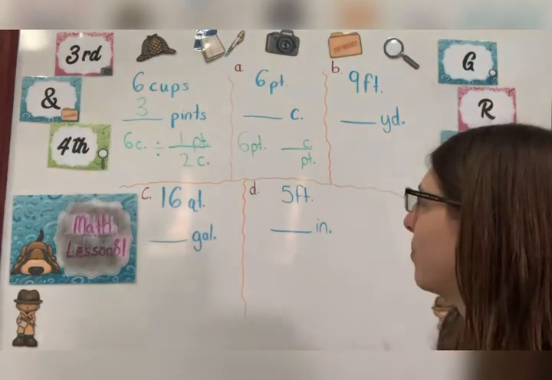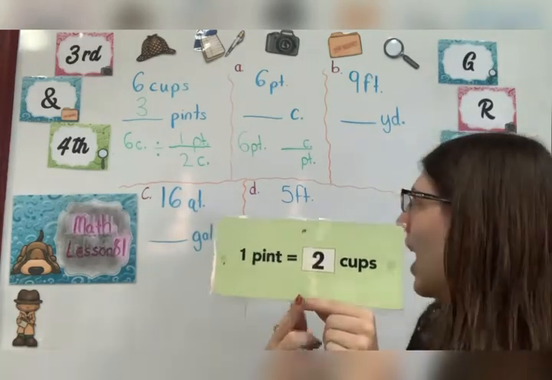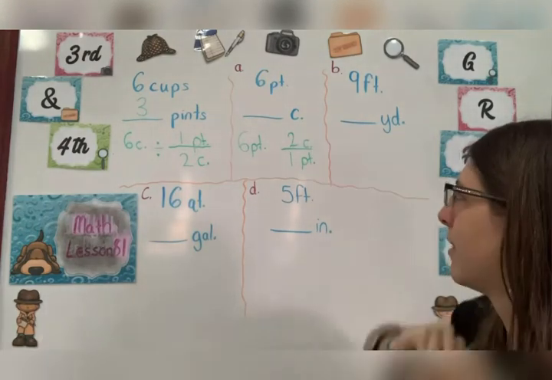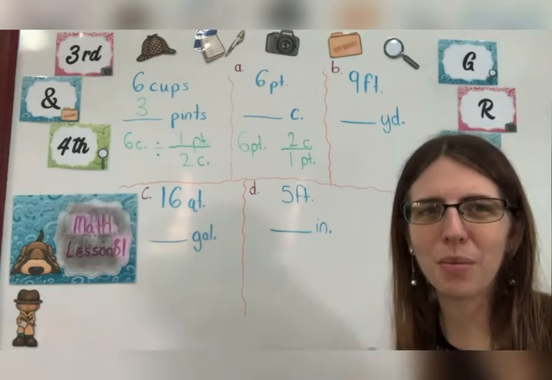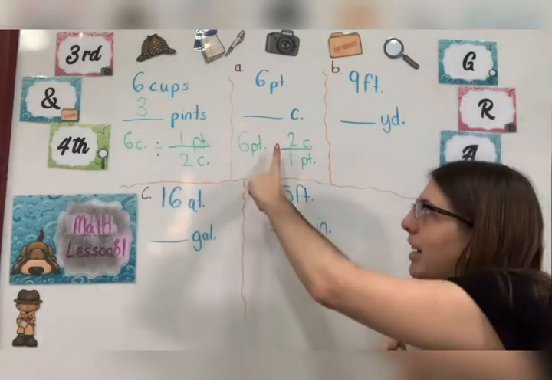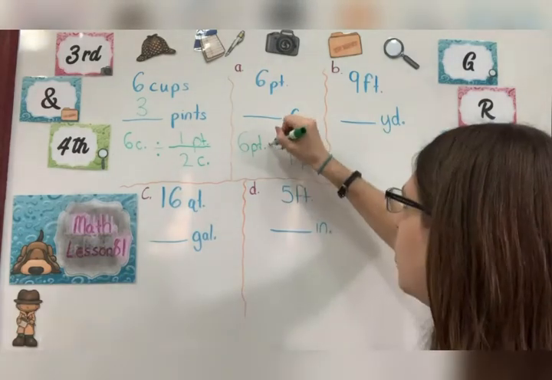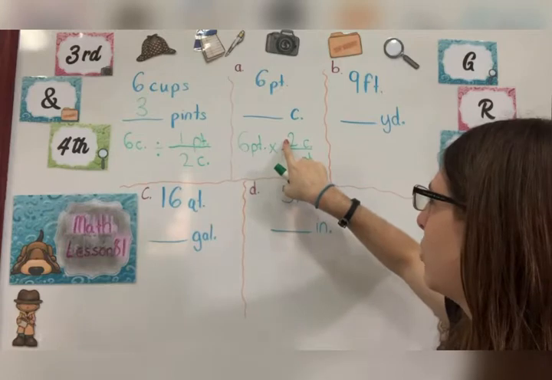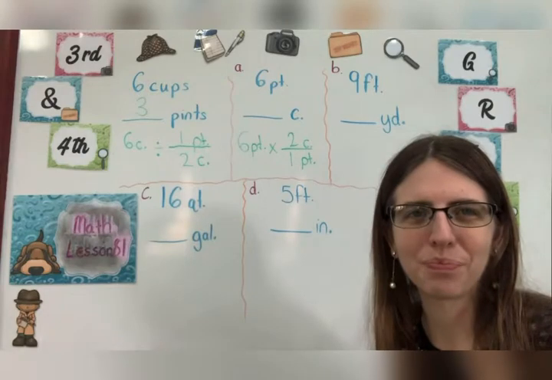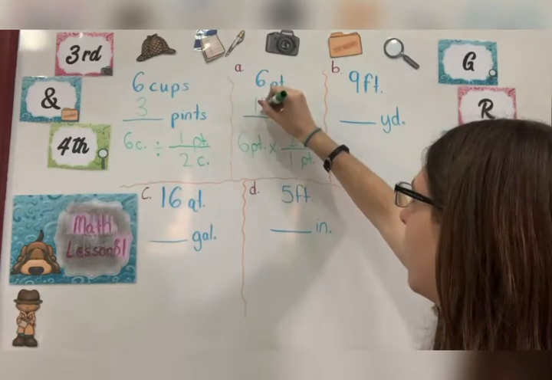All right, now, how are they related? There's 1 pint for every 2 cups. So I put my 1 with my pint and my 2 with my cups. So you always keep the numbers with the right unit. There are 2 cups for every 1 pint. Now this time, my number that's greater than 1 is on the top. So I am going to multiply. 6 times 2, and we don't worry about the 1. What's 6 times 2? 12. Very good. So it is 12 cups.